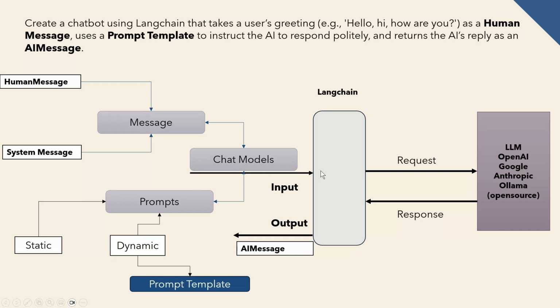Langchain then sends the final input to a large language model such as OpenAI, Google, or Anthropic. The LLM processes the request. Langchain receives this and returns it to the user as an AI message. This flow shows how easy it is to build a chatbot using LangChain. You don't need to worry about the technical details of the LLM. LangChain handles everything from managing messages to formatting prompts and connecting to the model.